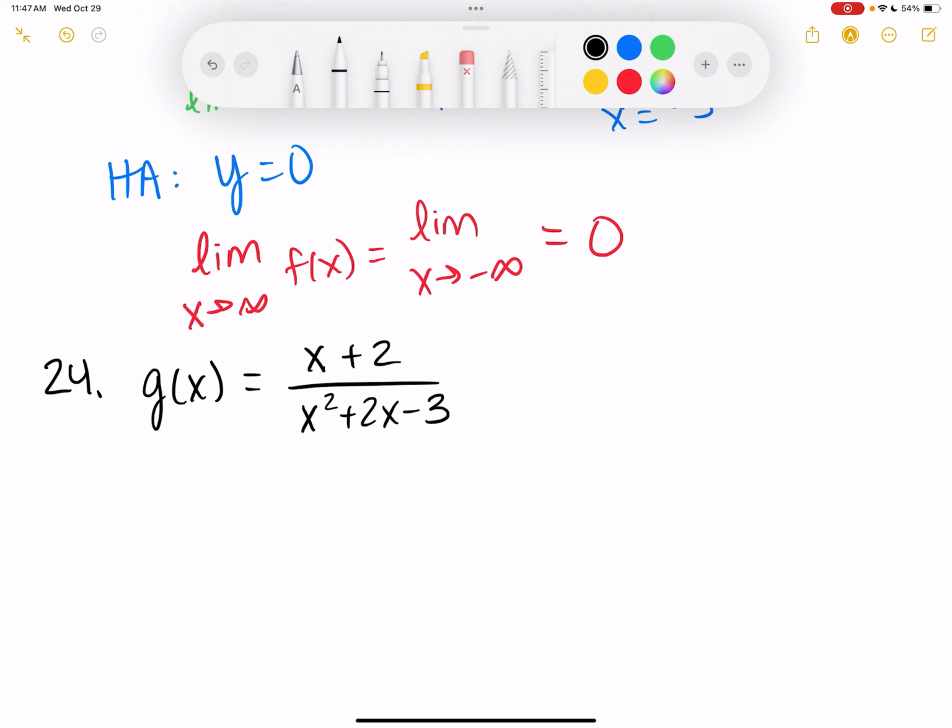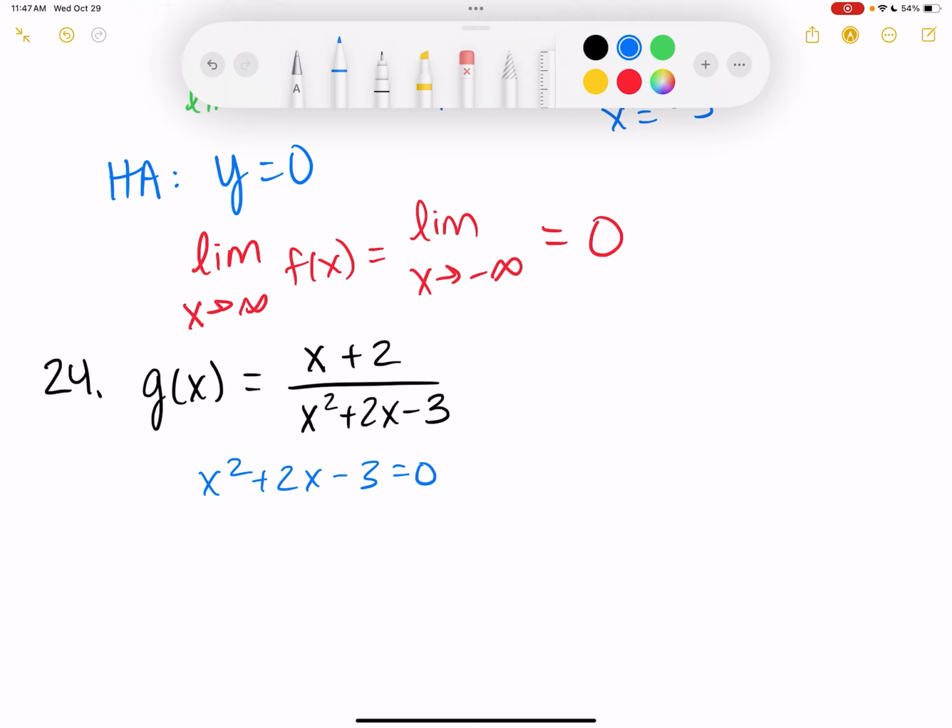So the first thing I need to do is find my asymptotes. So we have x squared plus 2x minus 3 equals 0. Can't take out an x. Just factor it. Anything in this form, we factor first.